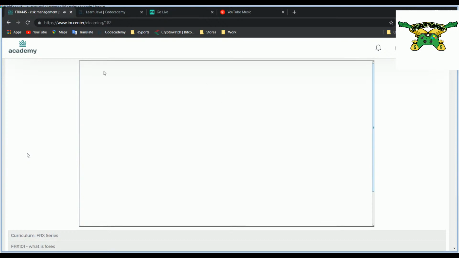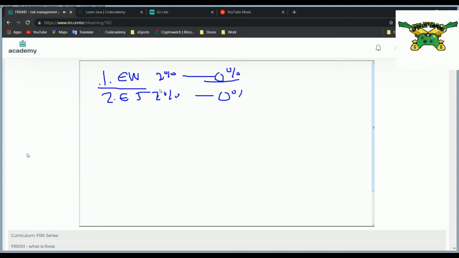Trade one, you do the EUR. You do 2% risk. And when the market's in your favor, you have a break-even stop. You have zero risk. Trade two, EJ, 2% risk. And then when it comes in your favor, you have zero risk. You can either take the profits off the table, or you can continue to add positions.